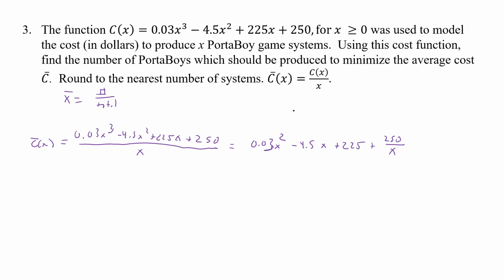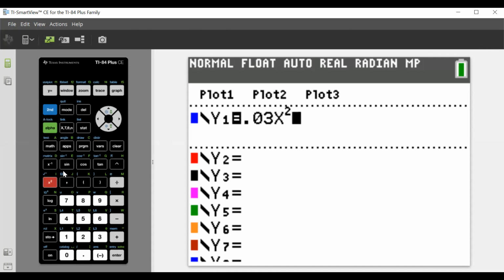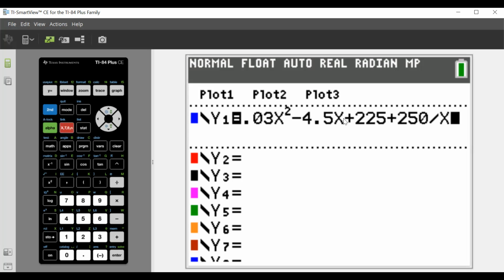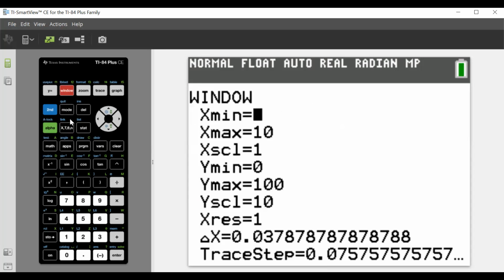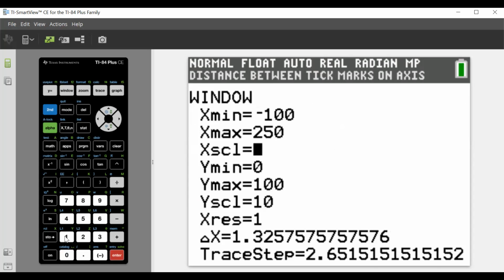Okay, so that is going to be the function we need to look at. And how do we find the minimum? Well, we're going to plug that into our calculator and use the nice minimize function. So let's go ahead and plot it. We have 0.03x squared, minus 4.5x, plus 225, and then plus 250 divided by x. With big numbers like that, let's go to our window and go by 100 since they're so big.